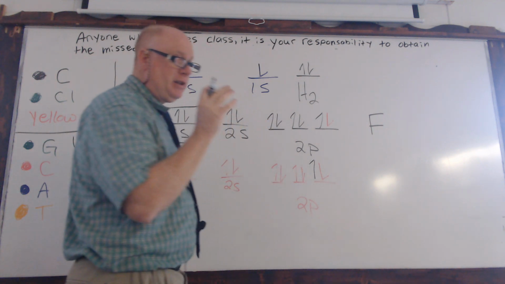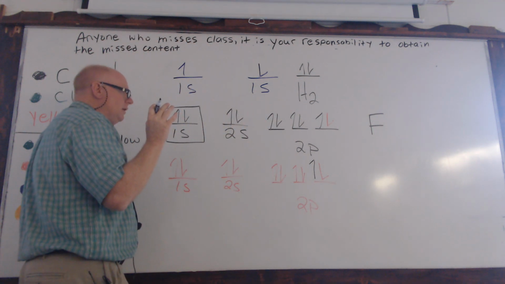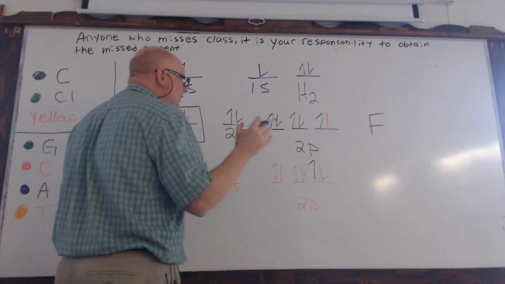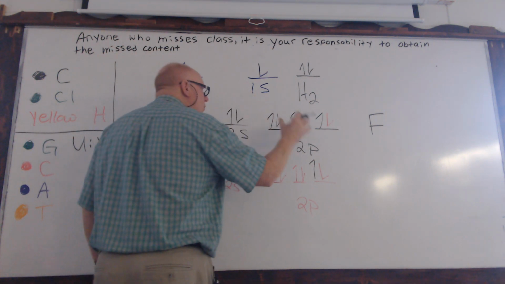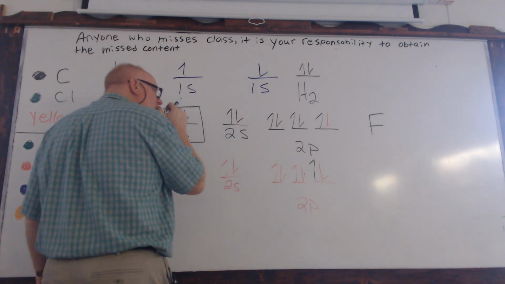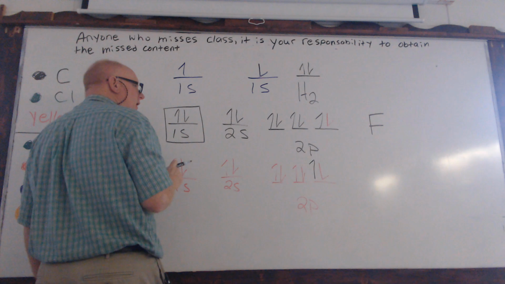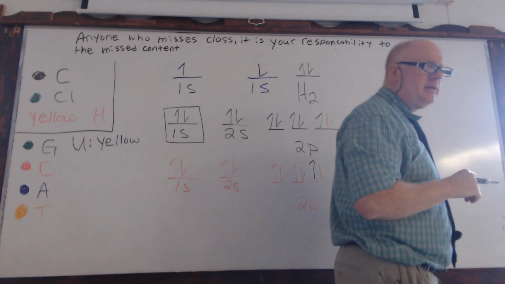Those are valence electrons, now 7. Okay? And for two reasons we know that: because it's in the 7th column, and we have 5 black arrows there, and then 2 black arrows here. And how do we denote valence electrons?